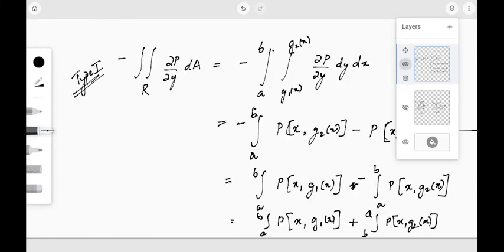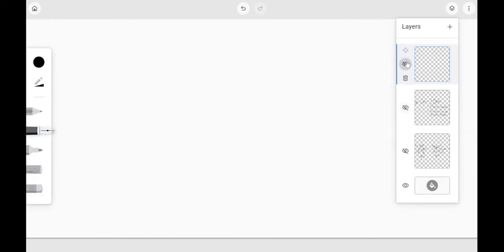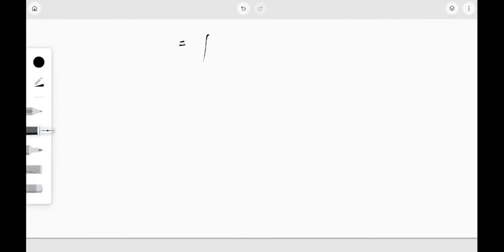So that is what we have done over here, that is integral a to b p of x comma g1 of x plus integral b to a p of x comma g2 of x. So finally, adding these things, we will get the required integral. So that is nothing but integral over c in the counterclockwise direction p of x y dx. I hope it is clear.